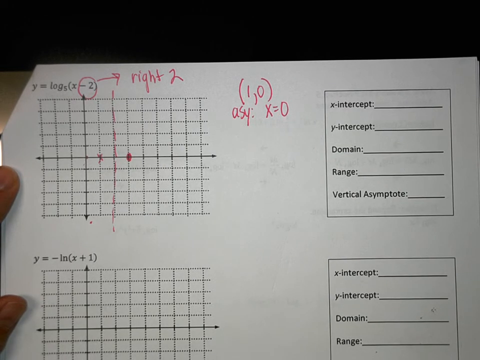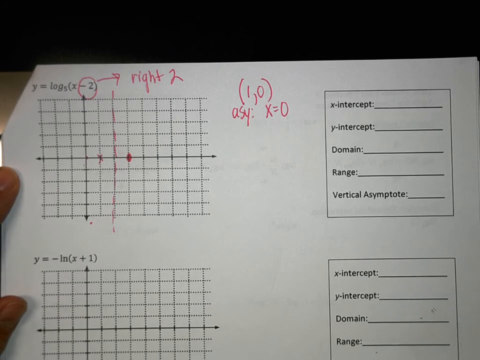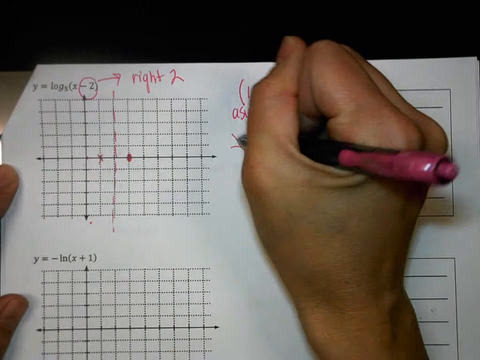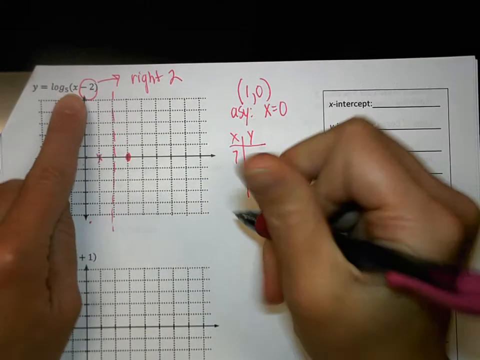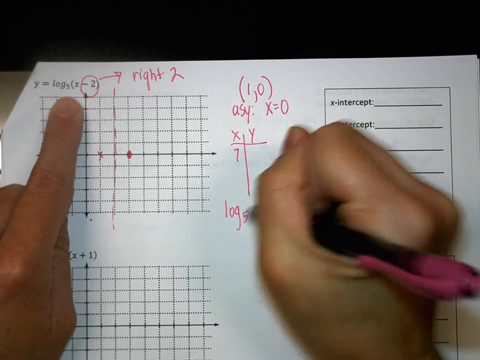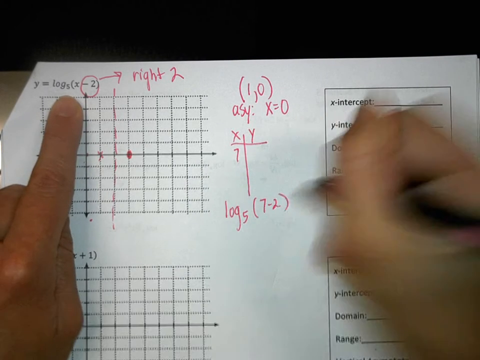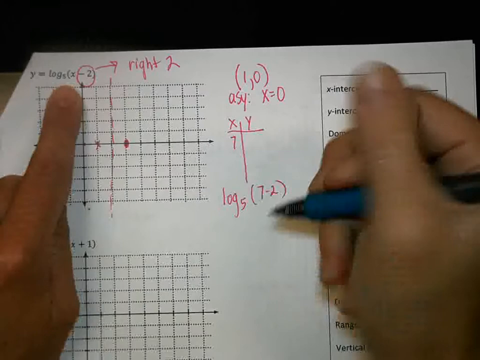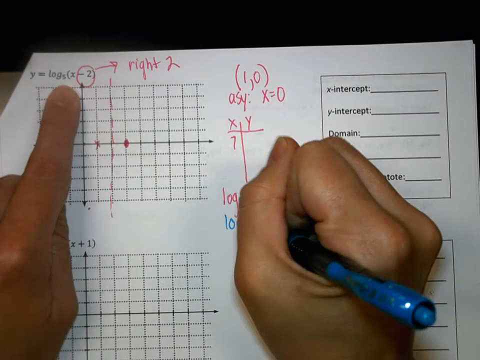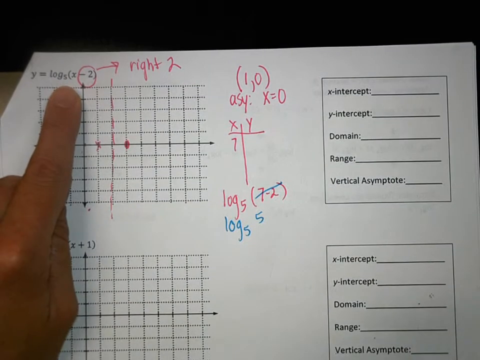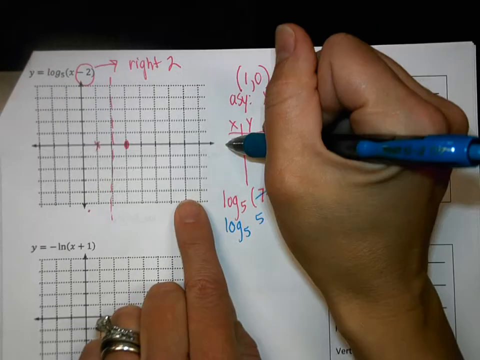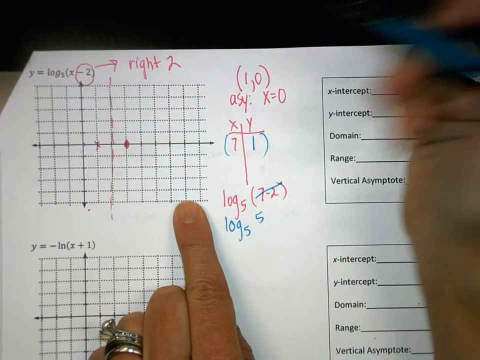7 would be the correct answer. 7 minus 2 is 5. Do you guys agree with that? Okay, so if I'm plugging in the x value of 7, that means that this problem is log base 5 of 7 minus 2. 7 minus 2 is 5, log base 5 of 5, and we know 5 to what power equals 5? 1. And so another ordered pair that we could put on this graph would be 7, 1.